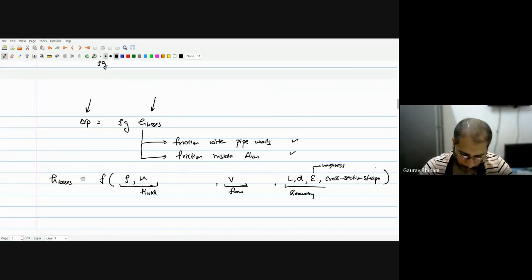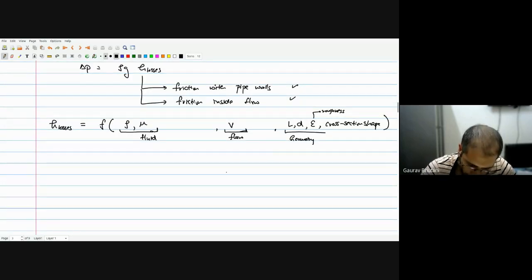Okay, so our job will be to relate the fluid properties, flow properties, and geometrical properties with the losses that are happening in the flow. And then that loss, as we know, is equal to the pressure drop delta P divided by rho g. So that will help us find out the right pumping system for this situation.